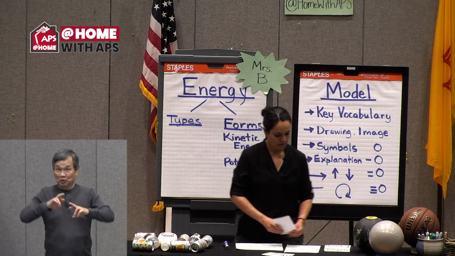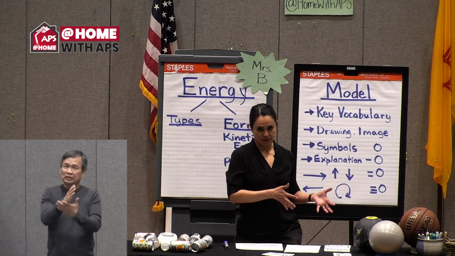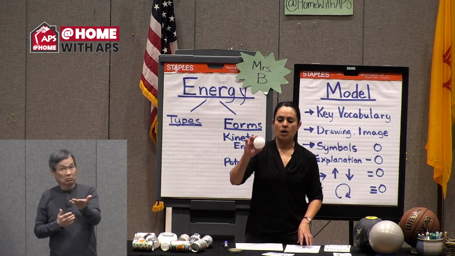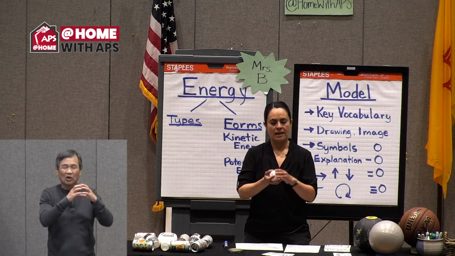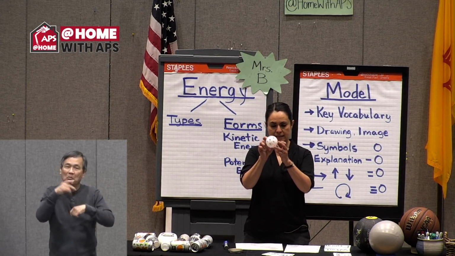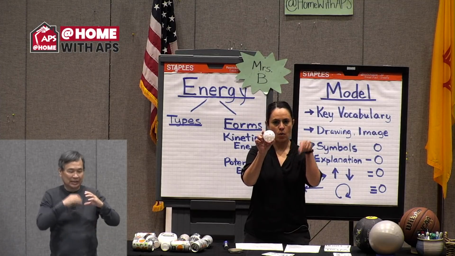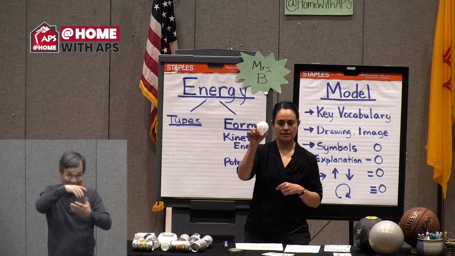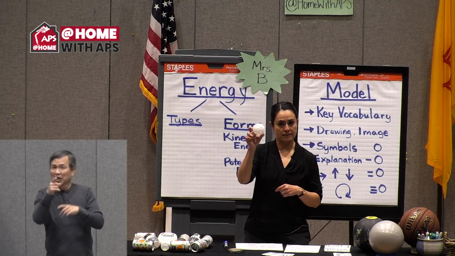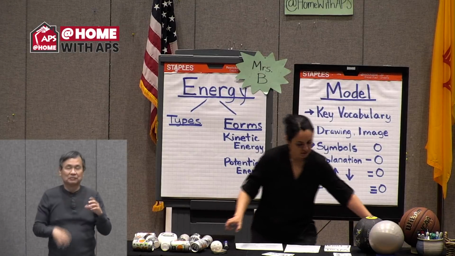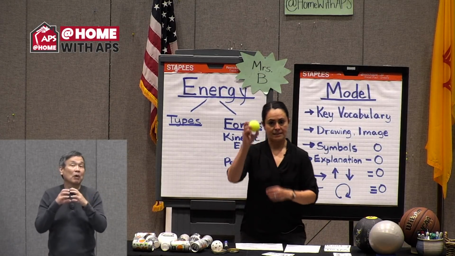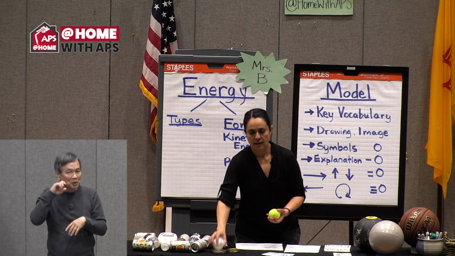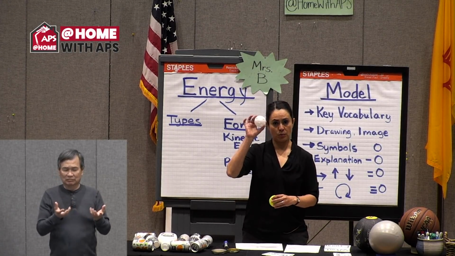I want to show you a couple of objects here that I brought today. I brought a wiffle ball. A wiffle ball is plastic and it has small holes cut out of it. It's hollow. It's not solid. Maybe you've used this before to play with. I also brought a tennis ball. It's made out of rubber. It feels heavier than the wiffle ball.